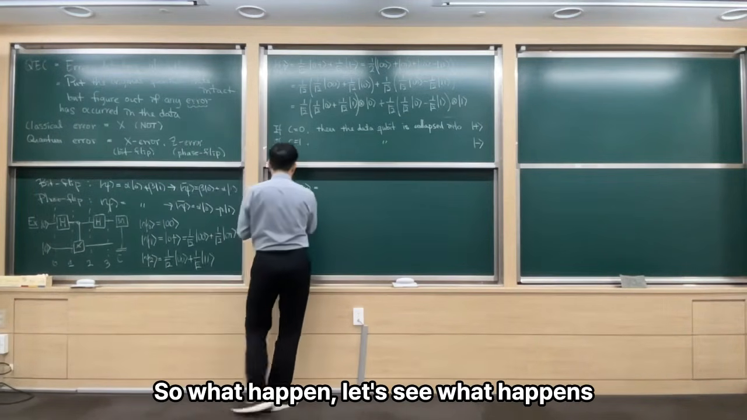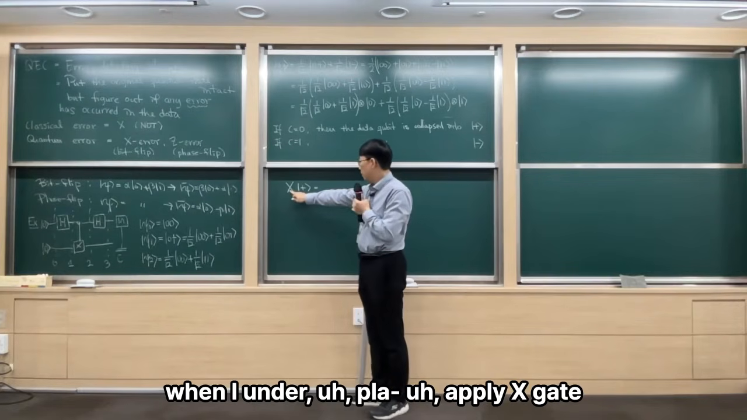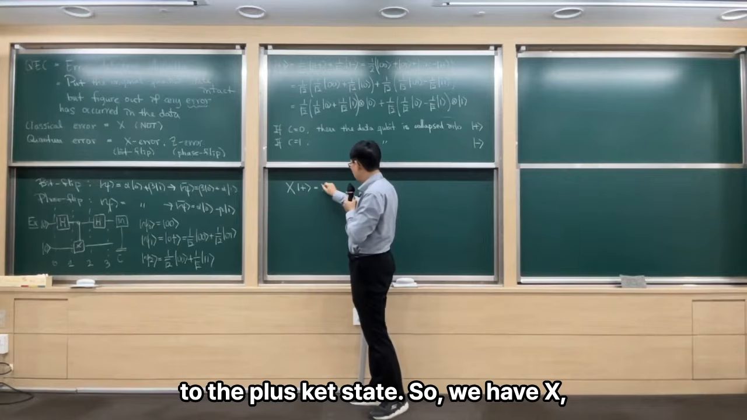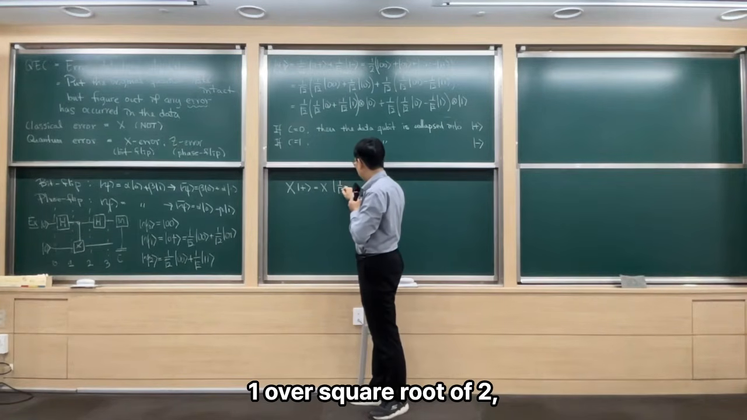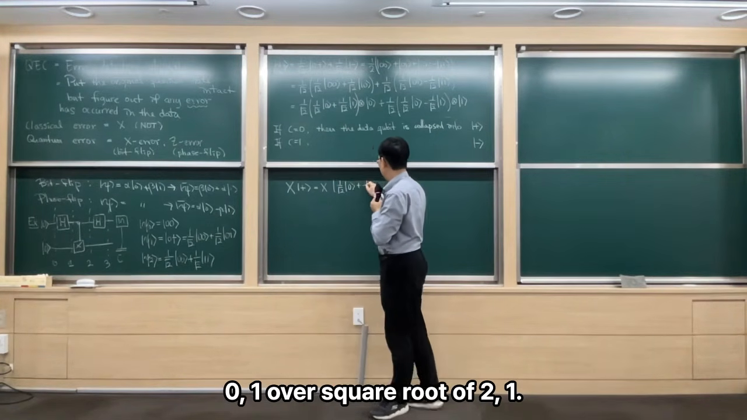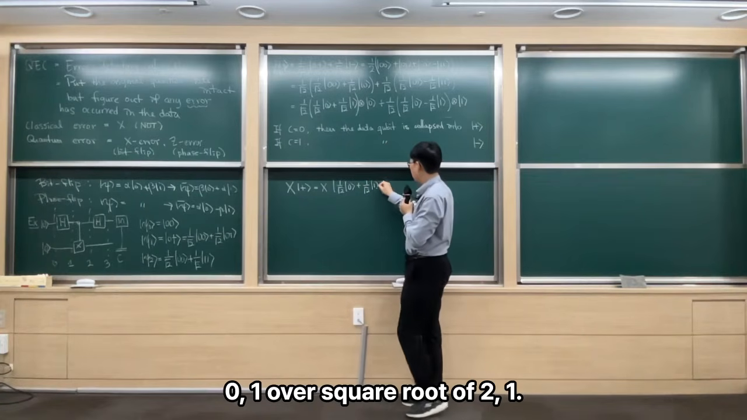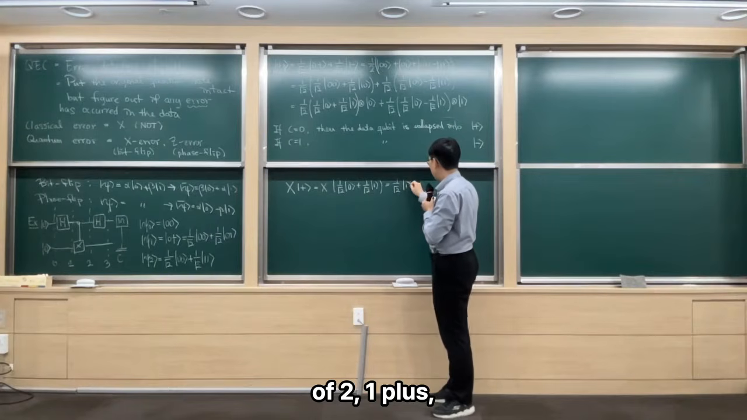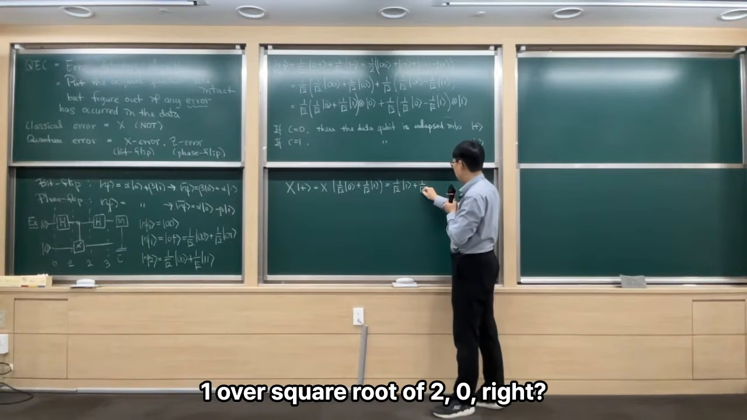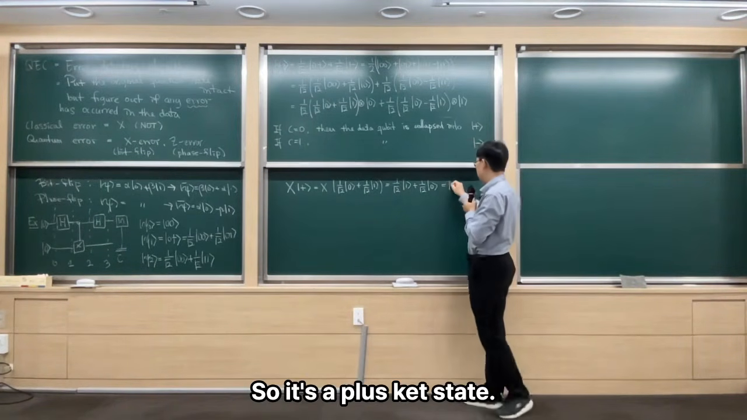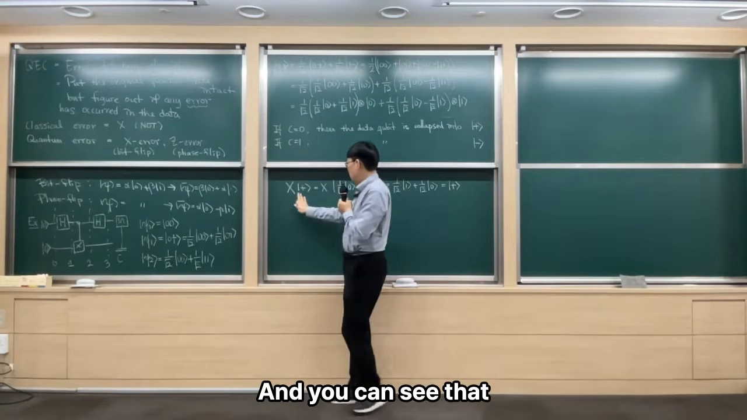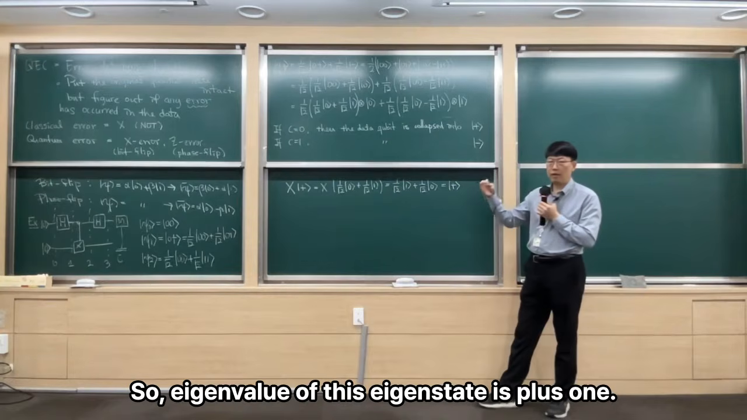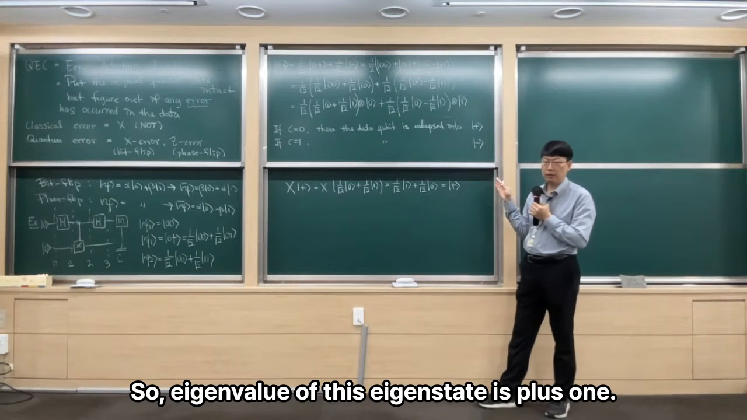So let's see what happens when I apply the X gate to the plus ket state. We have X times 1 over square root of 2, 0, plus 1 over square root of 2, 1. So it becomes 1 over square root of 2, 1, plus 1 over square root of 2, 0, right? So it's the plus ket state. And you can see that this plus ket is a plus 1 eigenstate. So the eigenvalue of this eigenstate is plus 1.